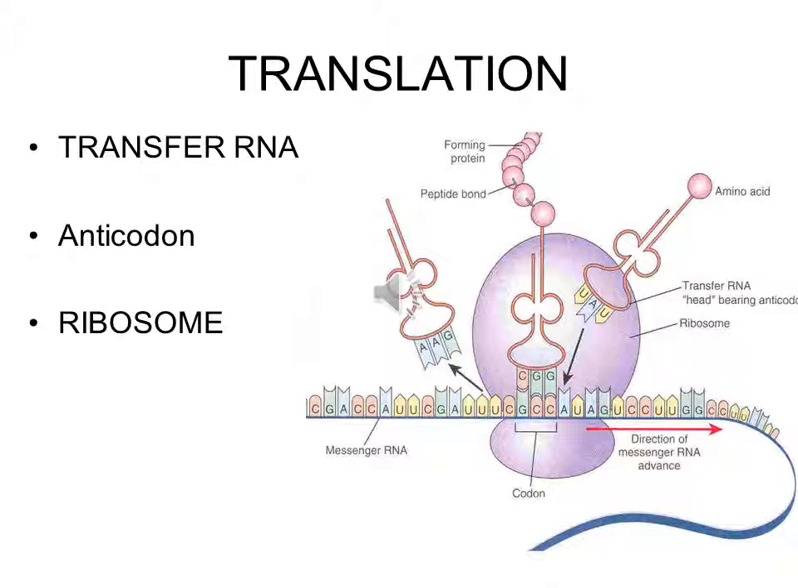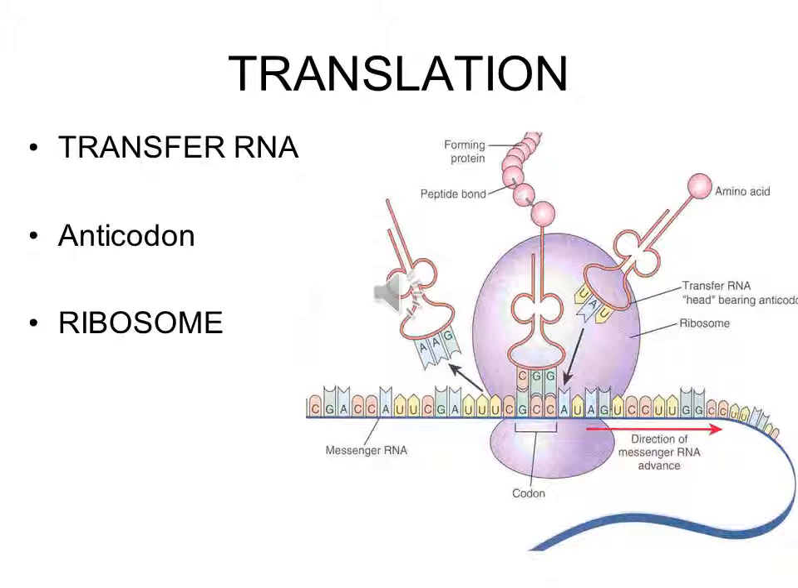Transfer RNA consists of a clover-shaped strand of about 80 nucleotides. One side has a place where an amino acid can attach. The other side has a sequence of 3 nucleotides called the anticodon. The bases in the anticodon will pair with the complementary bases in the messenger RNA. Each type of transfer RNA is specific for a single amino acid.